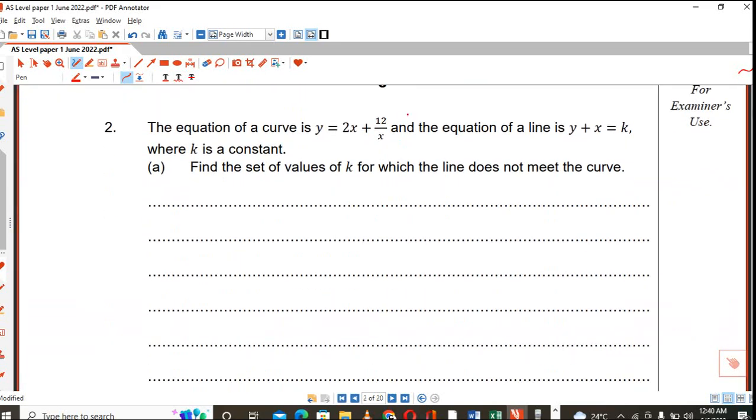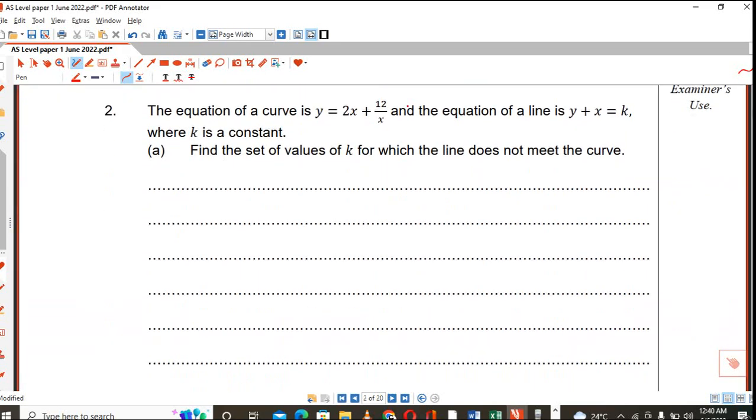Good. I've got the second question here. It says the equation of a curve is y equals 2x plus 12 upon x, and the equation of a line is y plus x is equal to k, where k is a constant. You're supposed to find the set of values of k for which the line does not meet the curve. So this makes me think directly of the discriminant. I'm going to have to use that somewhere.